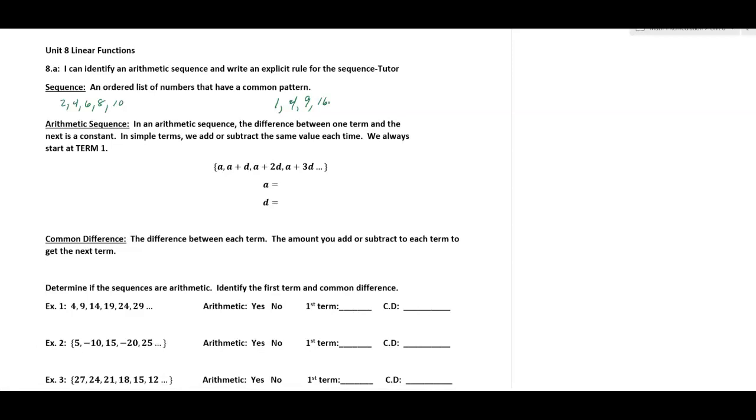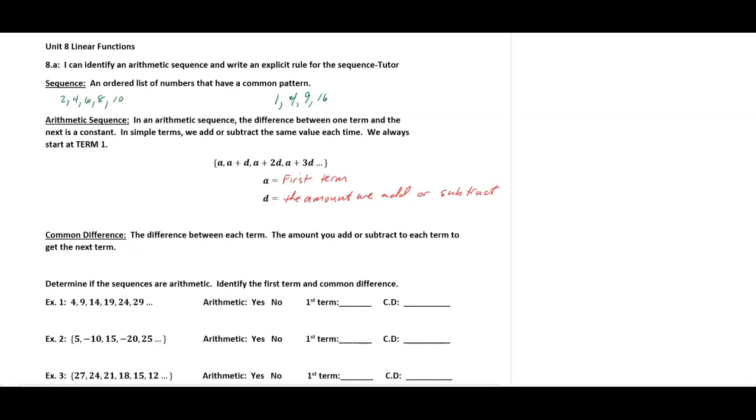Now, an arithmetic sequence is basically a sequence where the difference between one term and the next term is constant. In simple terms, we add or subtract the same value each time. And in a sequence, we always start with term number 1. So when we look at an arithmetic sequence, A is always going to be our first term. So we always start with A.